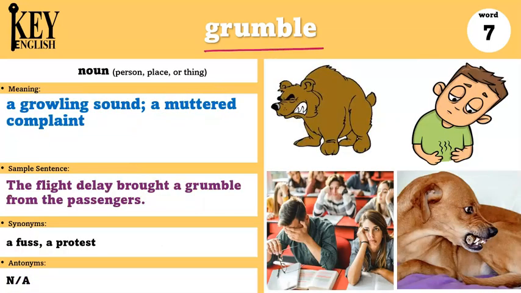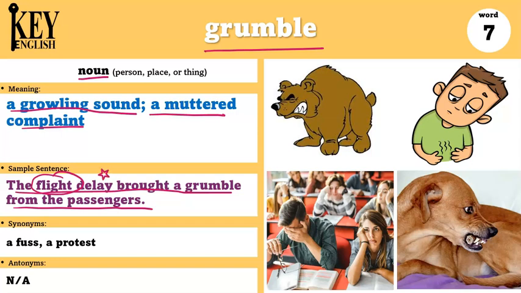Grumble can also be used as a noun, and it is a growling sound, a muttered complaint. For example, the flight delay brought a grumble from the passengers. So if there are many people waiting to get on an airplane or on a flight, and suddenly they hear that the flight will be late, then that might cause all of the passengers or the people that are waiting to grumble. So they might start complaining.